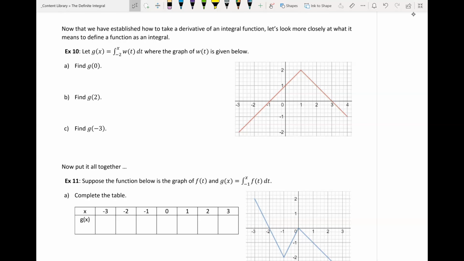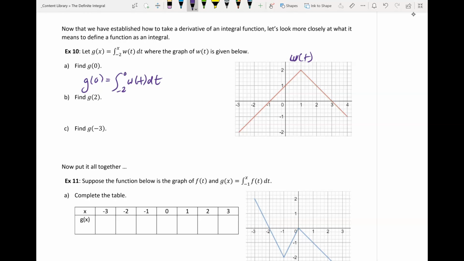Now we're going to look closely at what it means to define a function as an integral. So let g of x be the integral from -2 to x of w(t) dt, and we've been given the graph of that. So this is w of t. The first question asks us to find g of 0. So g of 0 then is the integral from -2 to 0 of w(t) dt.